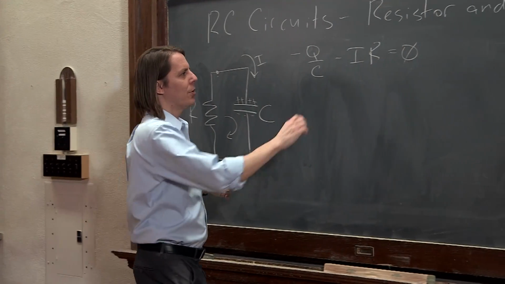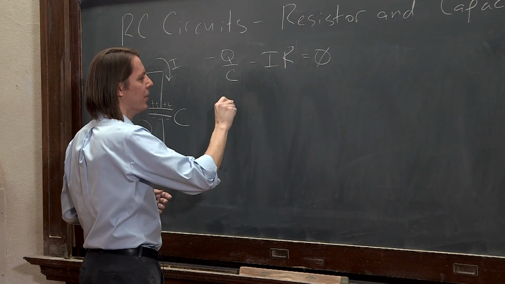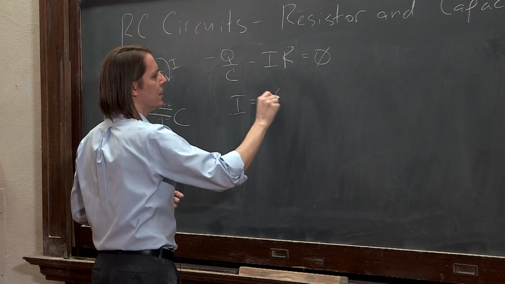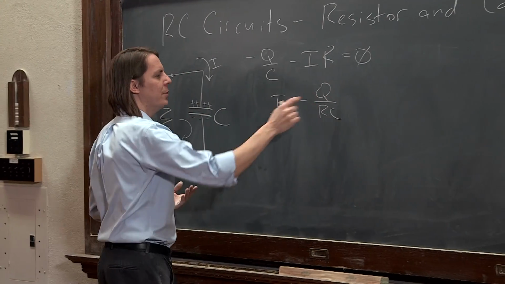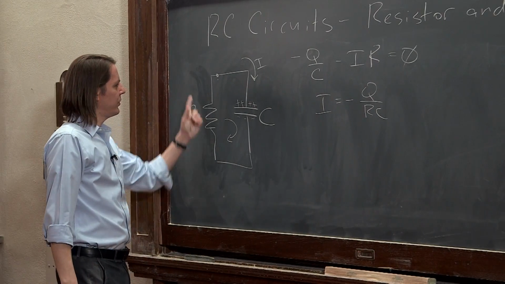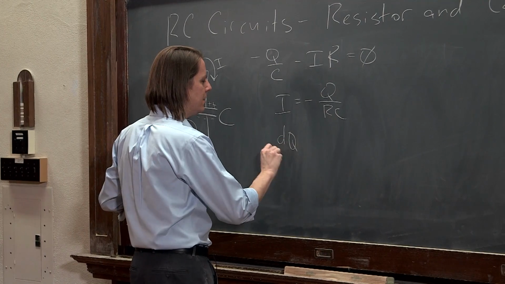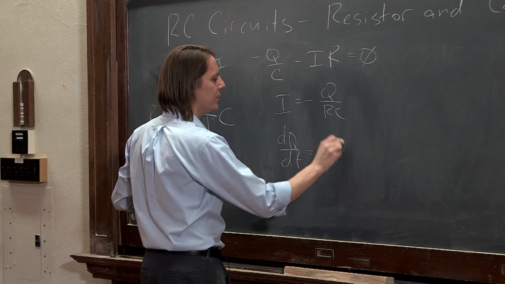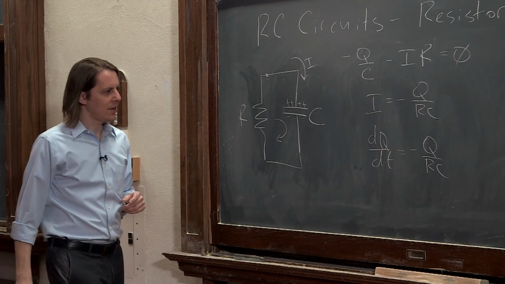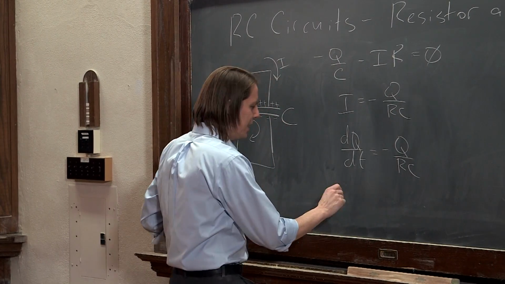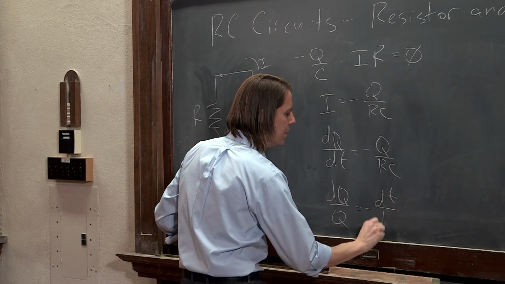So now it's similar to before. I'm going to solve this for I. I'm going to bring this over here, and I'm going to divide by the R. And I'm going to get I equals minus Q over RC. And we can't really do much with that because here we have Q and here we have current. But of course, the current through the resistor is the dQ dt on the capacitor. So I'll say dQ dt equals minus Q over RC. Well, we can't integrate that because we don't know Q, but we'll switch it all around, and this becomes dQ over Q equals minus dt over RC.